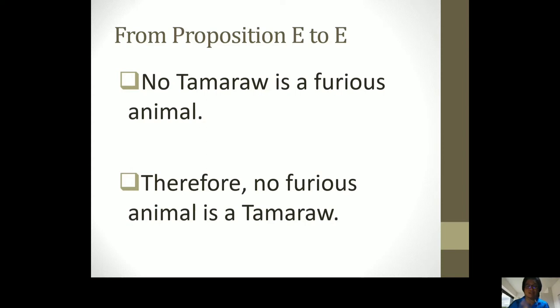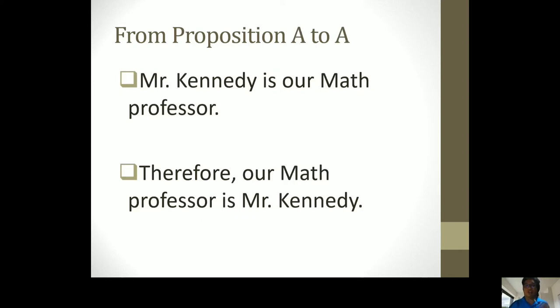From proposition E to E. When we say proposition E, it is universal negative. Okay. No tamarau is a furious animal. Universal subject term is negative. Okay. The copula seems to be negative because this is no. Now, if we're going to make it into another form, simple conversion, we can say, therefore, no furious animal is a tamarau. So your subject term before is tamarau, which will become your predicate here. And your predicate here is the furious animal, okay, but your copula will not change.